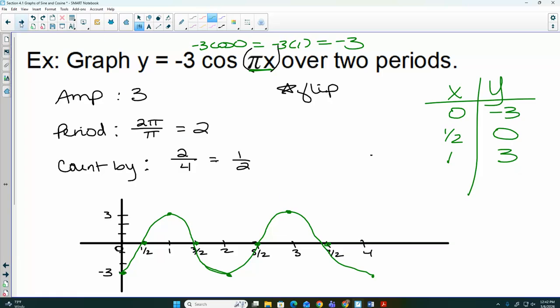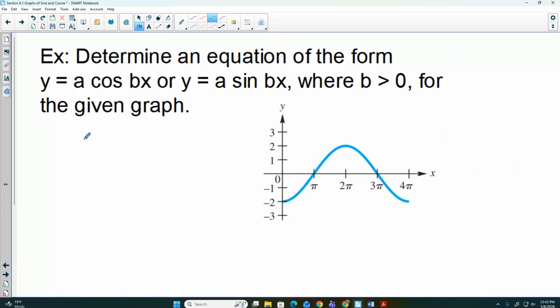I want to look at just a couple of these where I give you a graph and I want you to tell me what the equation is from that graph. All right, so first we have to decide, is this a sine or a cosine graph? Cosine. Sine starts at the middle, right? Sine of 0 is 0 and bounces back and forth. Cosine starts at its high point. So this is a cosine.